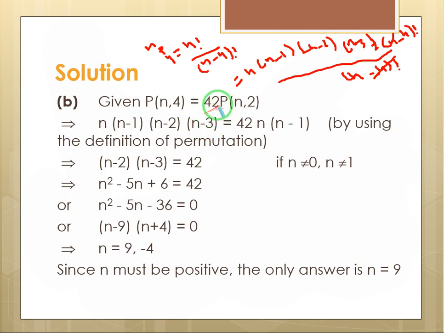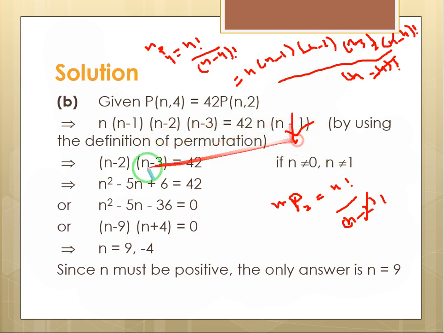Okay, and the same thing can be applied here. For nP2, n factorial divided by n minus 2 factorial. Open n factorial into n minus 2 factorial, and n minus 2 factorial will be cancelled. The result will be n into n minus 1. So simplify this equation now. N minus 1 is going to be cancelled, n into n is going to be cancelled. Remaining is this one. Factorize it, so you get n is equal to 9 and minus 4.